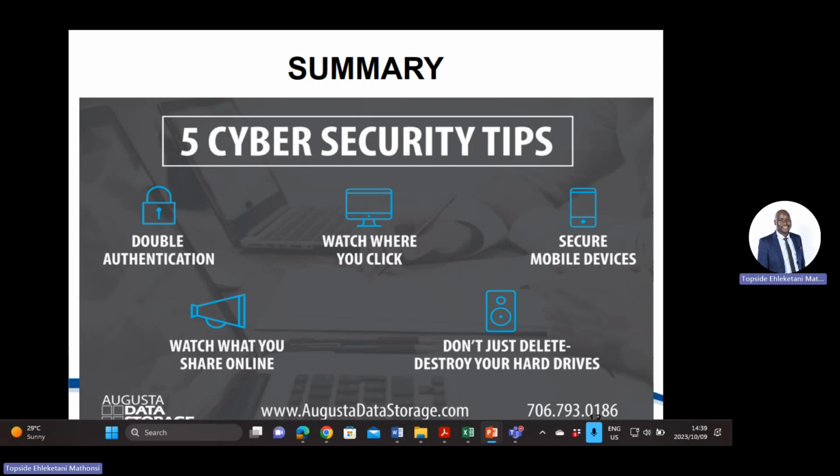Then the last one: don't just delete the information that you have on your online account. Make sure that you also destroy the hard drives. That's very, very important, so that there is no trace of that information.